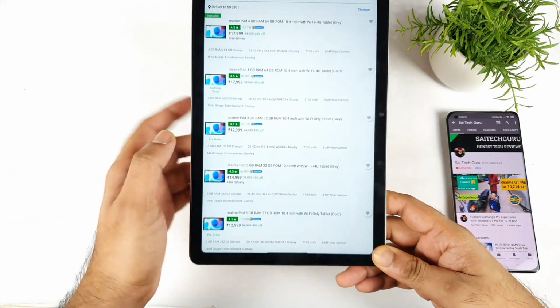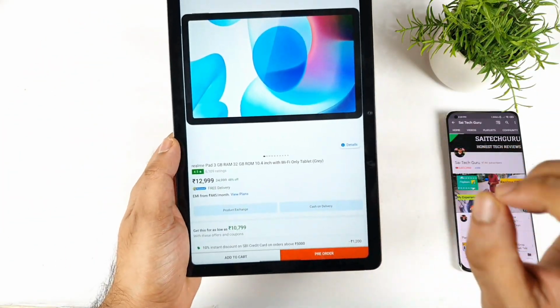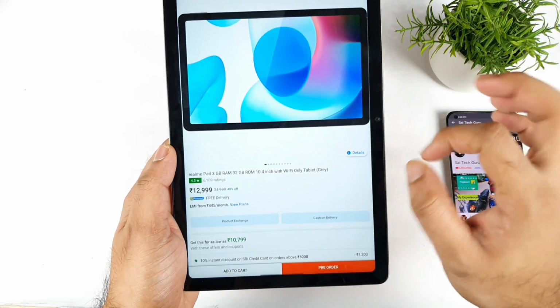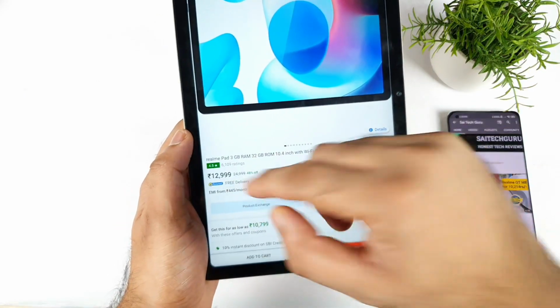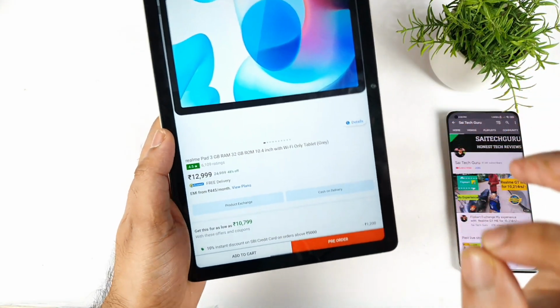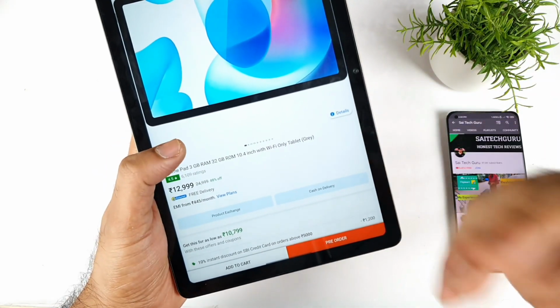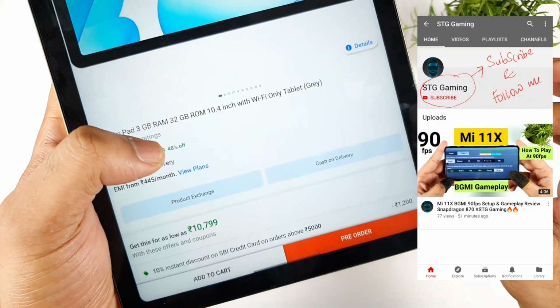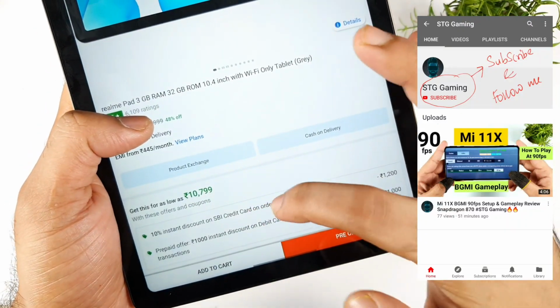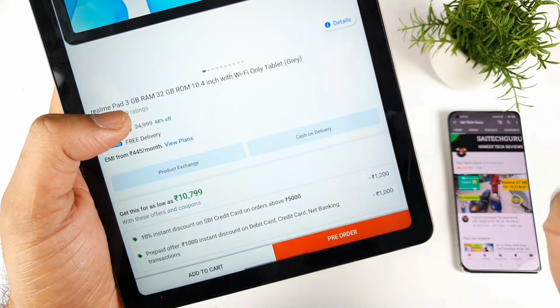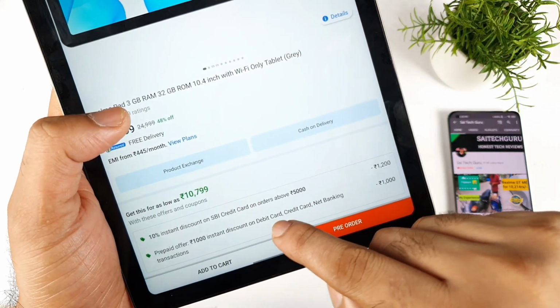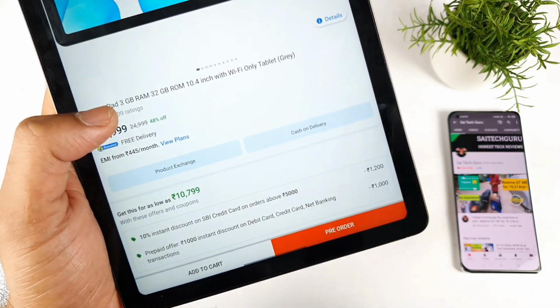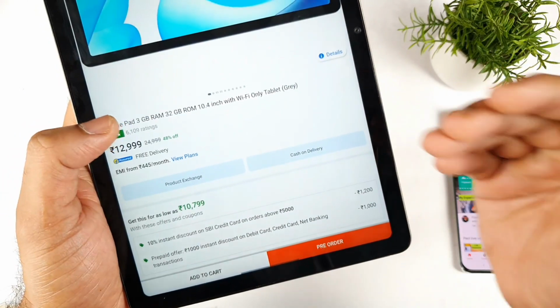The base variant includes the 3GB RAM model and only the Wi-Fi model, only with Wi-Fi, not 4G, as you can see. The actual price is about 13,000, but for the base variant only, there is a special offer going on, which you can get as low as 10,799. And by using the SBI credit card, you can get 1,200 extra discount. An instant discount on debit card, credit card, and net banking transactions is also available on this Realme Pad.